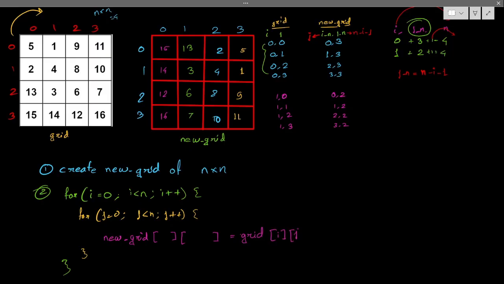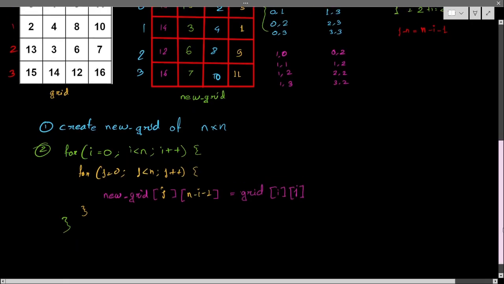Simple. So what will be my index position? As I said earlier, the new I value will be the actual current j value, and the new j value will be n minus I minus 1. So it becomes this one. It will be the j value, and it is the n minus I minus 1 value.